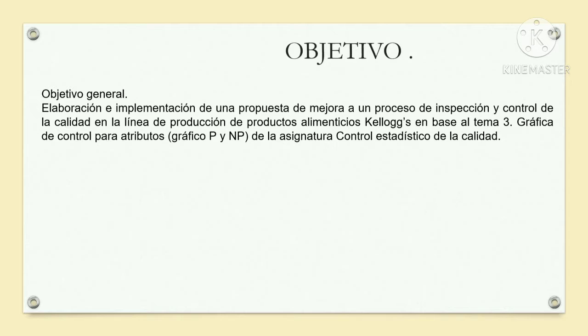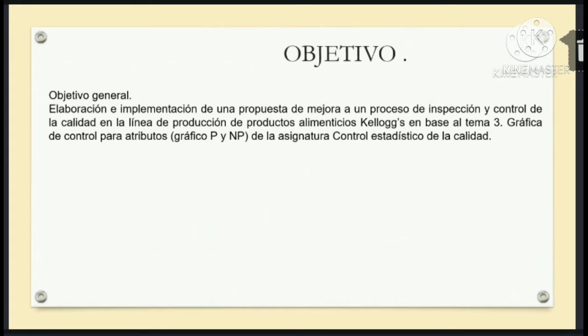Objective. Preparation and implementation of a proposal to improve a process of inspection and quality control in the closed production line on the basis of item 3, control charts for attributes, P chart and NP chart, of statistical quality control.